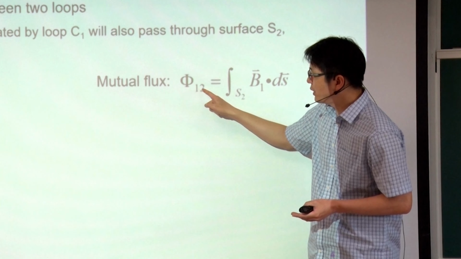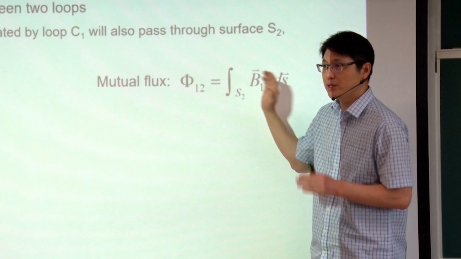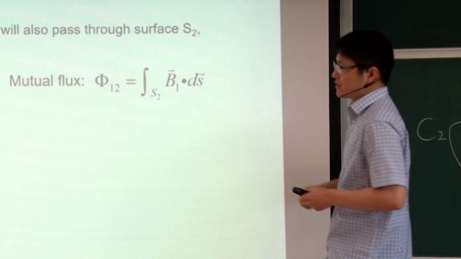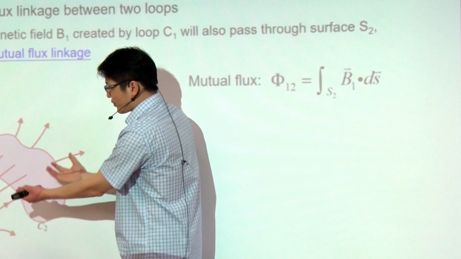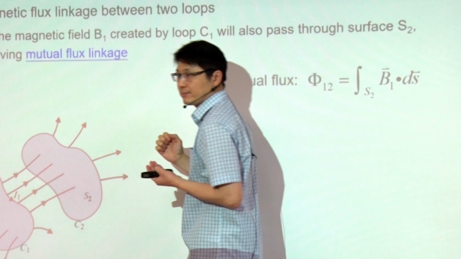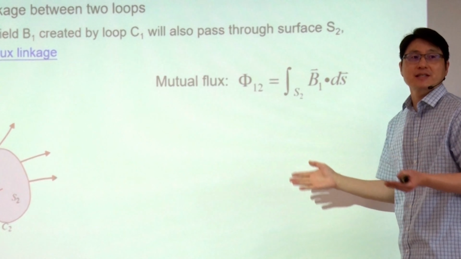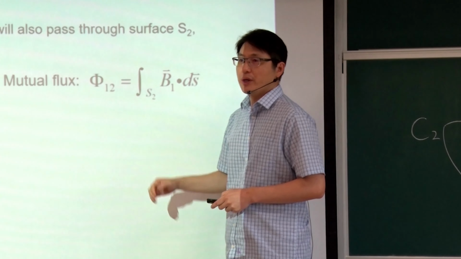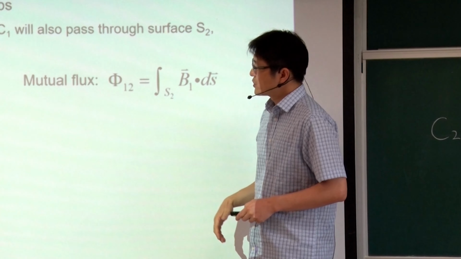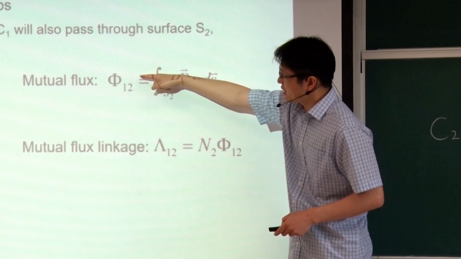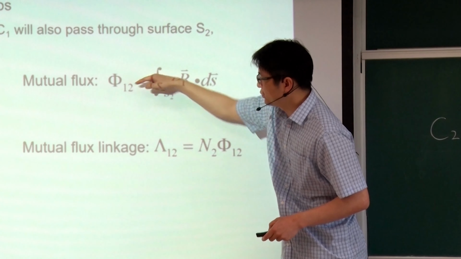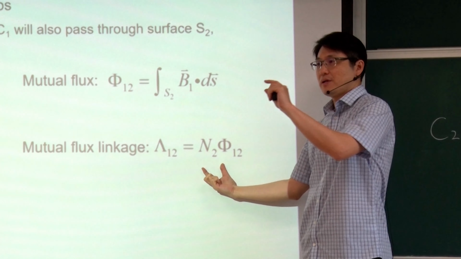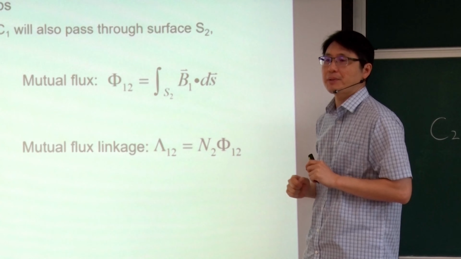Self-flux, you would have 1, 1, or 2, 2, or 3, 3. They should be identical. Okay? So mutual flux is the way different circuits, different loops, communicate by sharing the flux lines. Okay? Now we have the flux. We also can have the flux linkage. So mutual flux linkage is basically, in this case, phi 1, 2, but multiplied by the number of turns of the second loop. Okay, so this is multiplied by N2.